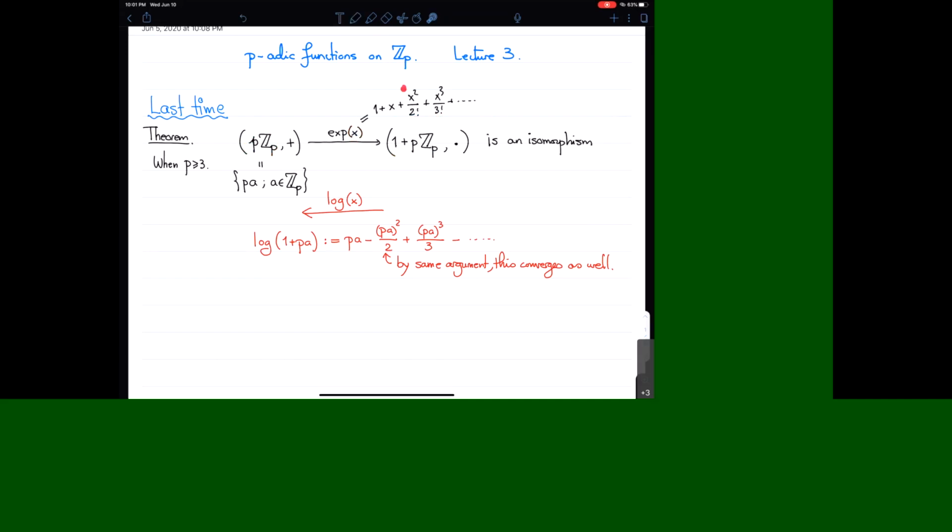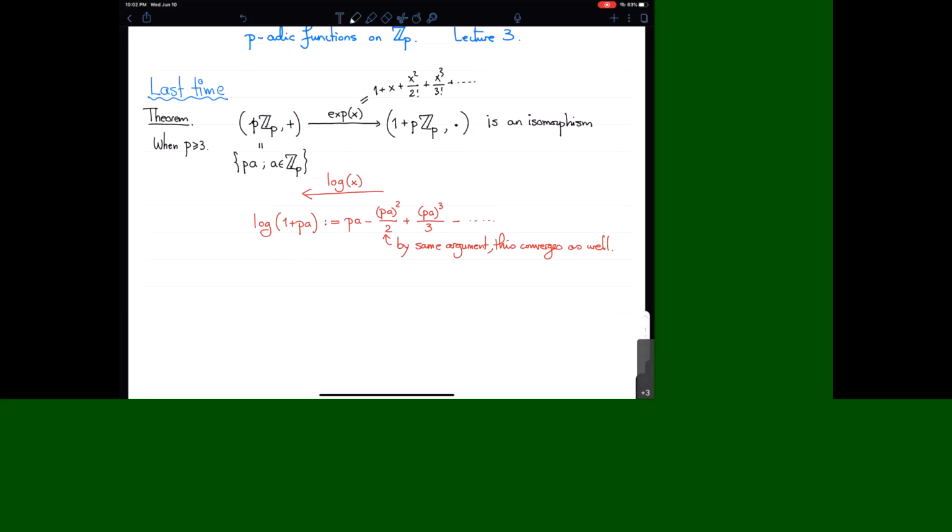After the second term, these will always be divisible by p. Therefore, this will land in 1 plus pZp. Moreover, this will turn addition into multiplication. Keith suggested a slightly different way to see this, which I'll say in a bit.